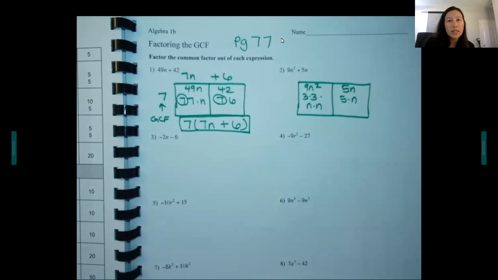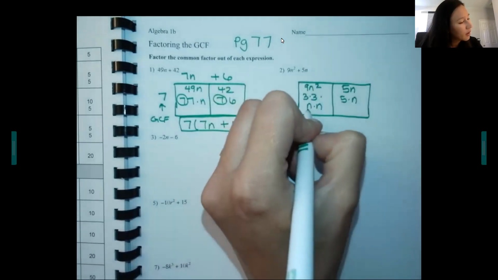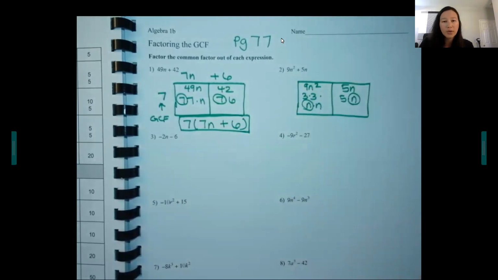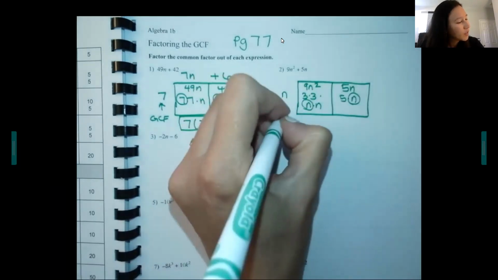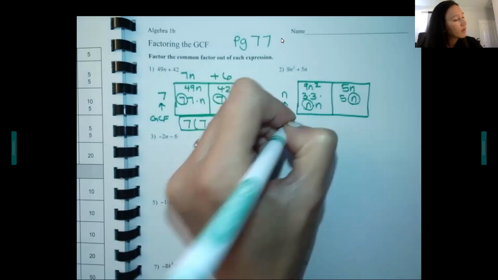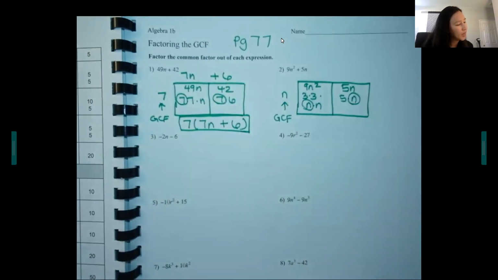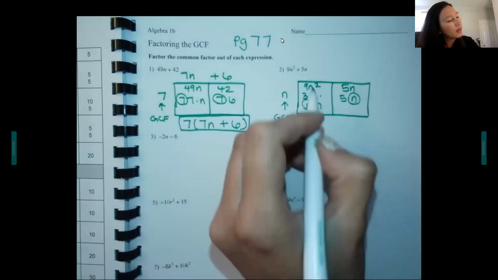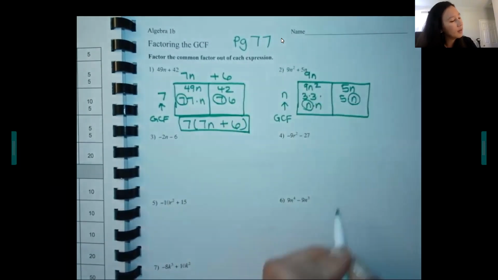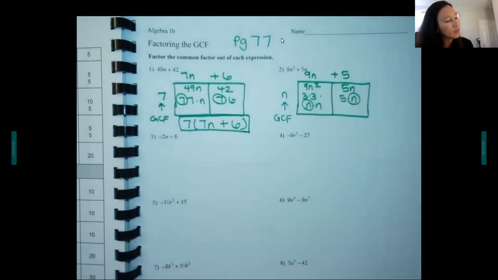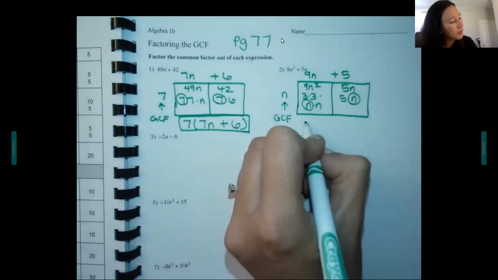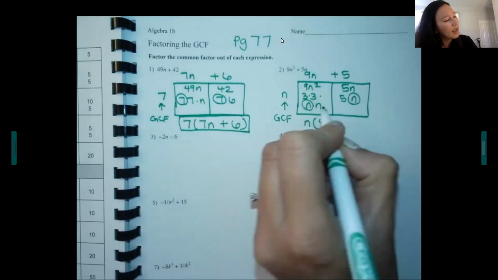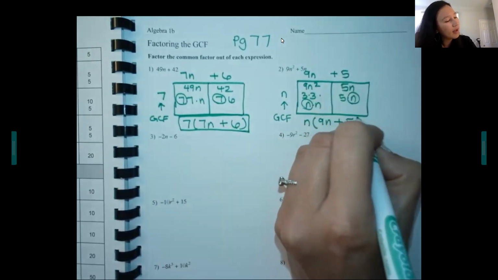And then what do these have in common? Looks like just an n. There's no 5 in this box, so we can't circle a 5. So our GCF is n. And then we multiply whatever's left. 3 times 3 is 9 times n. Then we just have a 5 left in this box. So the factored form is our GCF, which is n times 9n plus 5.